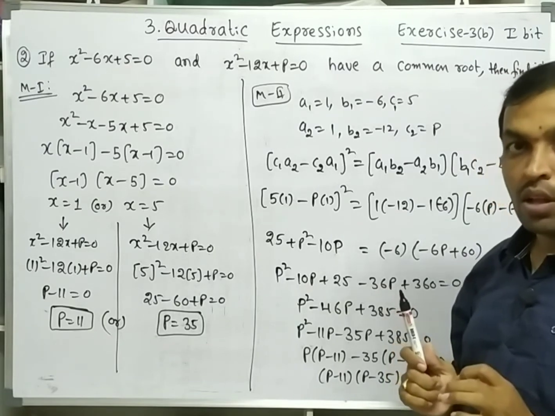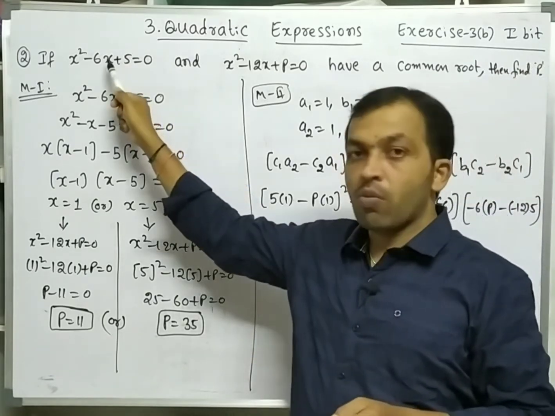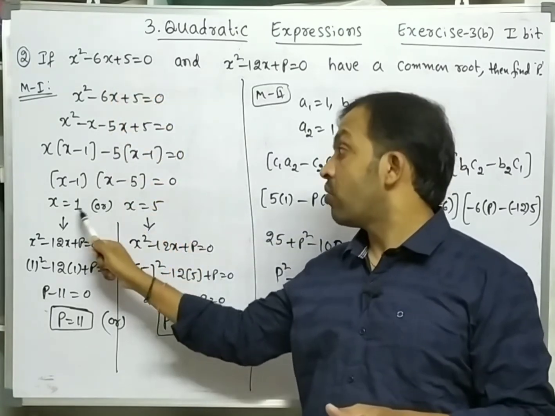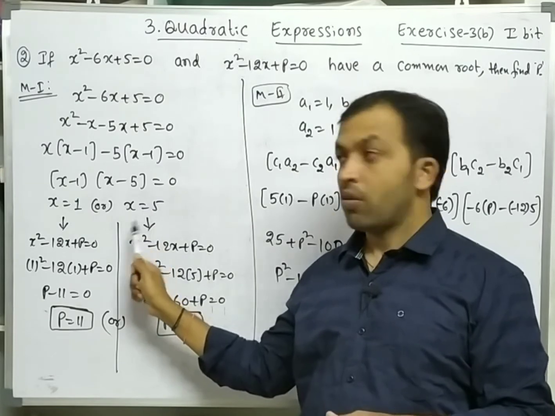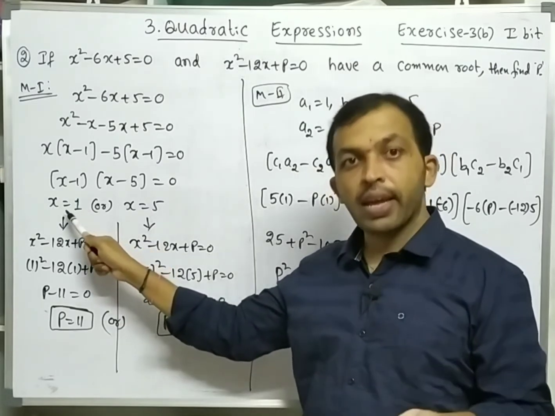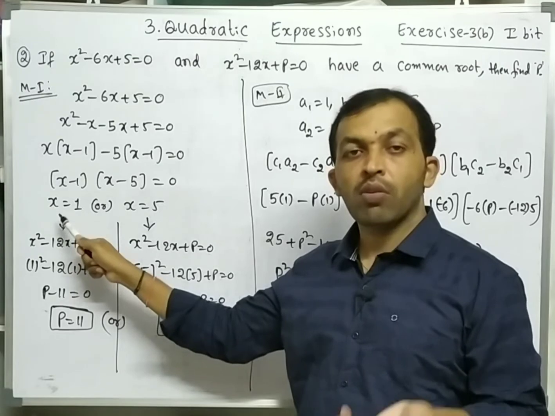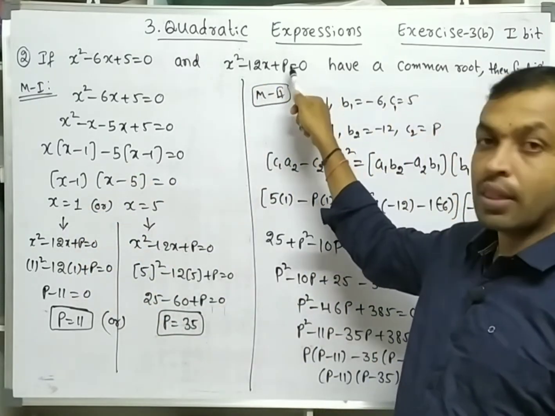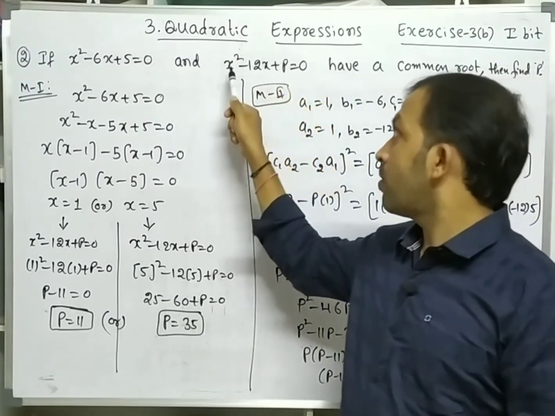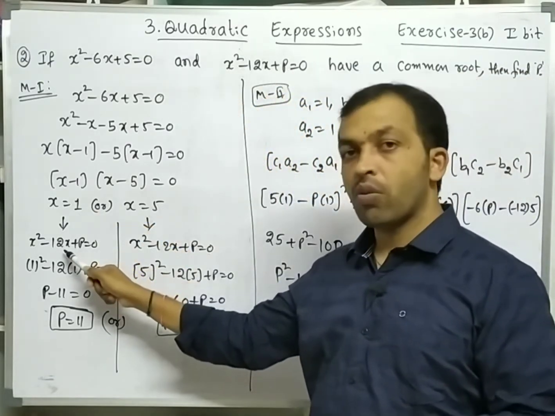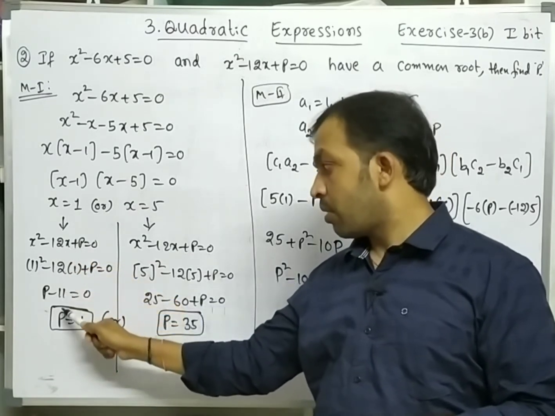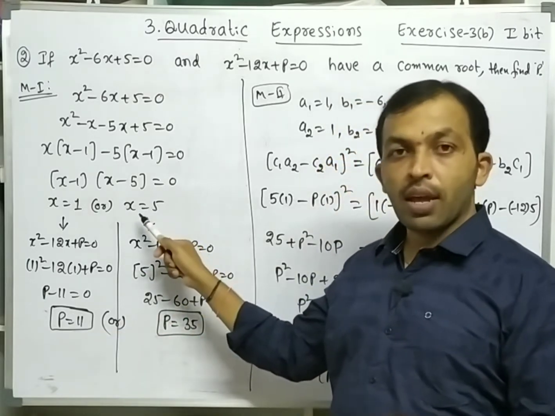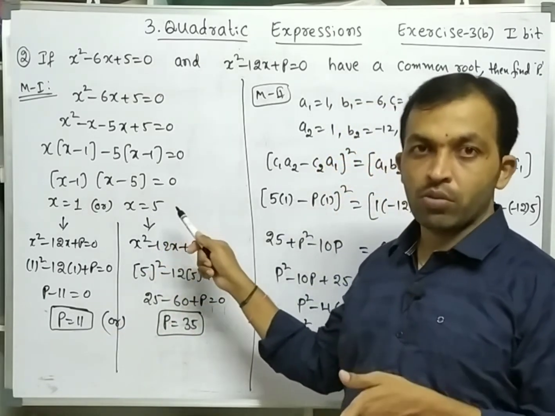That is the question. So first, this is the quadratic equation. Solve that quadratic equation, then you will get two values. From the first value, let us take this is the common root. As it is a common root, this should also satisfy the second equation. So that's why I substitute x is equal to 1 in the second quadratic equation. After simplification, you will get p is equal to 11. Next, let us check x is equal to 5. Another root is a common root.